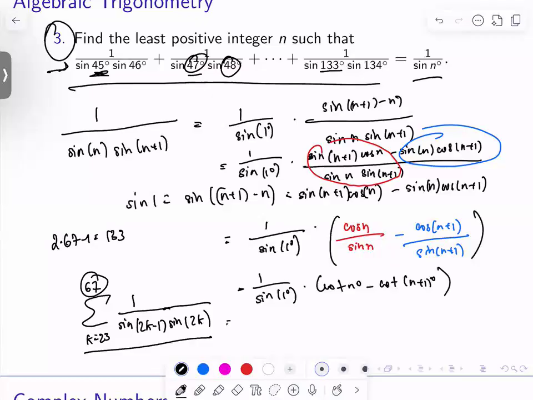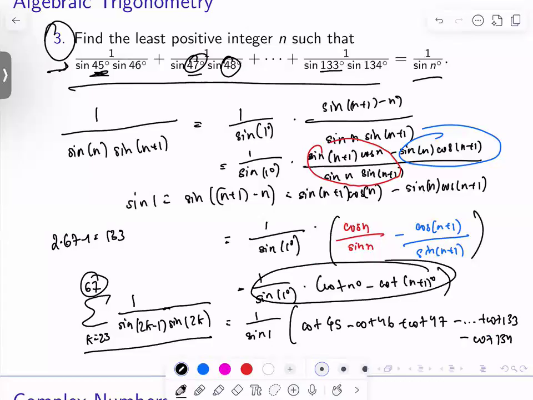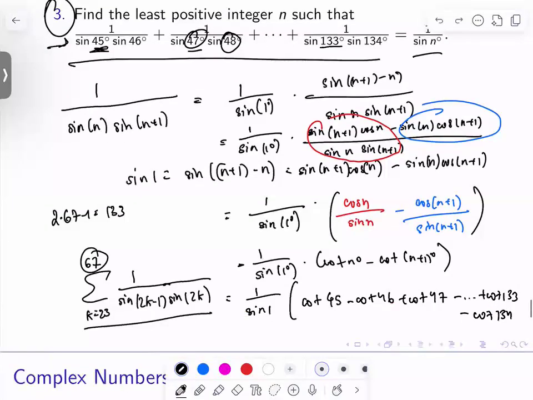And then we can rewrite this as 1 over sine 1 times cotangent of 45 minus cotangent of 46 plus cotangent of 47, and then so on till cotangent of 133 minus cotangent of 134, as per this new expression we got for each of the terms.